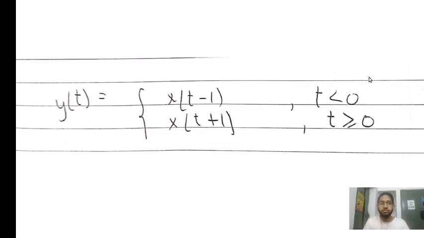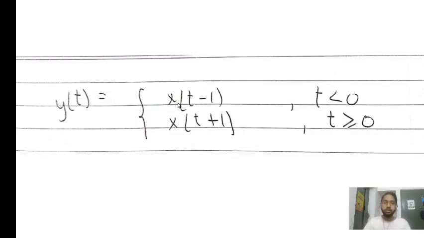Let's talk about the split systems. Split systems are: y of t equals x of t minus 1 when t is smaller than 0, and x of t plus 1 when t is greater than or equal to 0. If we remind ourselves of our three conclusions, this split system satisfies all the 3 conclusions. There is no time scaling. The coefficients are constant, 1 into x of t minus 1, 1 into x of t plus 1, and there is no added or subtracted term.